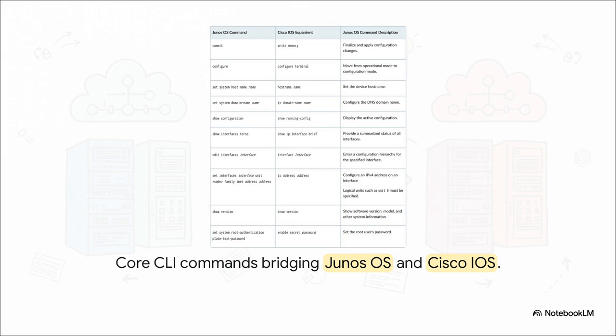Pretty straightforward. But what if you want to set a host name? In Cisco, it's just hostname name. But Junos uses a really organized hierarchy-based syntax, set system hostname. You're literally telling the OS exactly where in the system hierarchy that piece of configuration belongs.